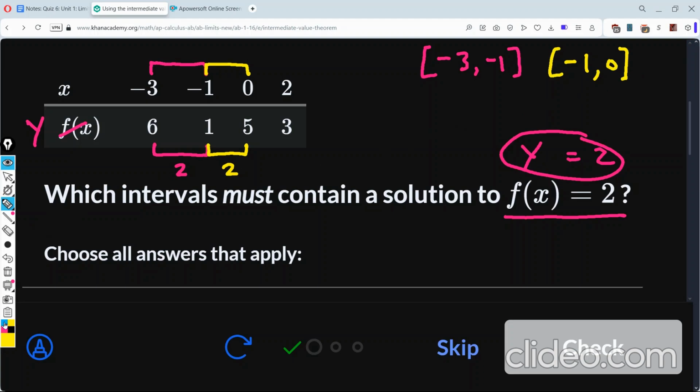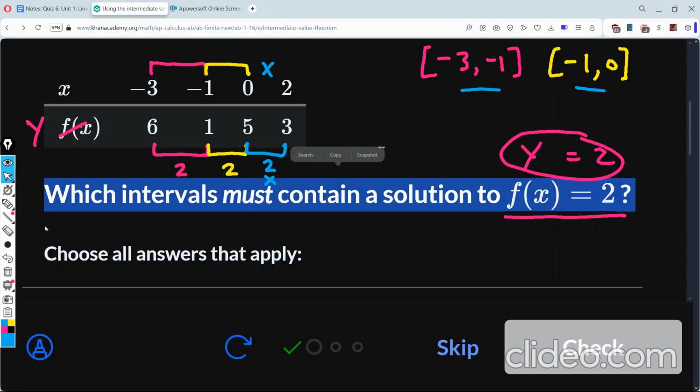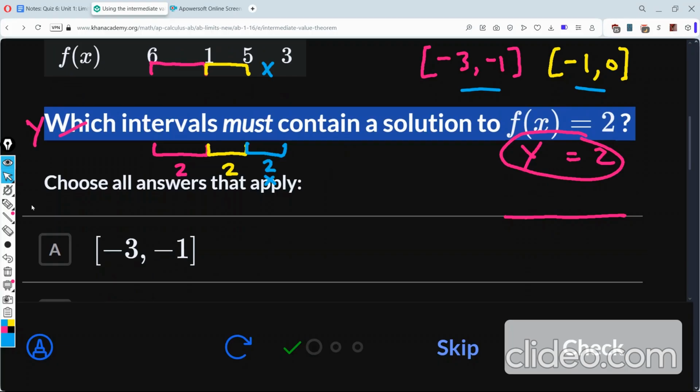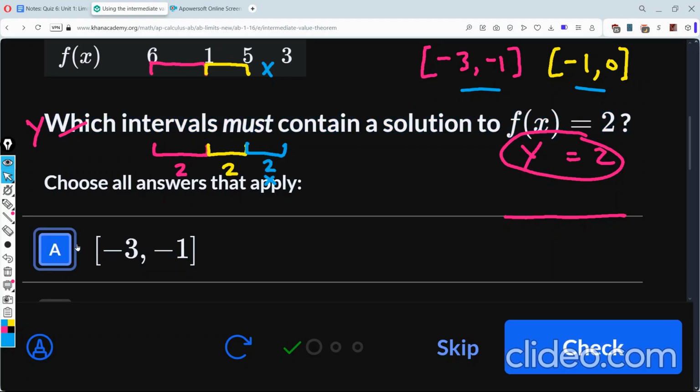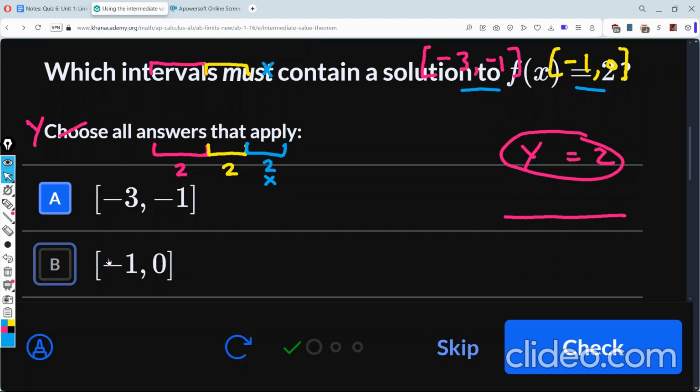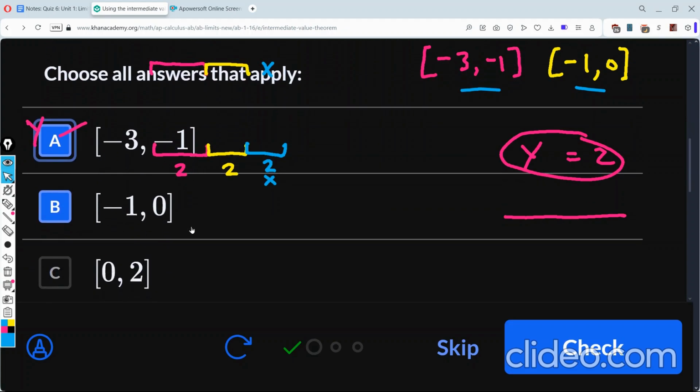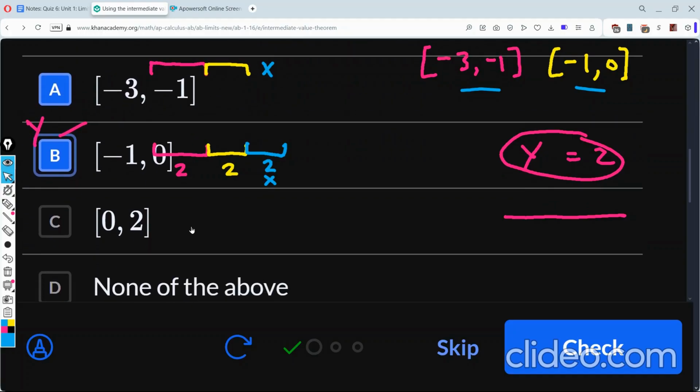And finally, the last one. If you take y equals 2, does 2 fall in between 5 and 3? No, it does not. That one doesn't work. So the one for 0 to 2 does not work. So the only ones we have are -3 to -1 and -1 to 0. Those should be the only choices. If you scroll down here, -3 to -1, yes. -1 to 0, yes. 0 to 2, no. So just A and B.